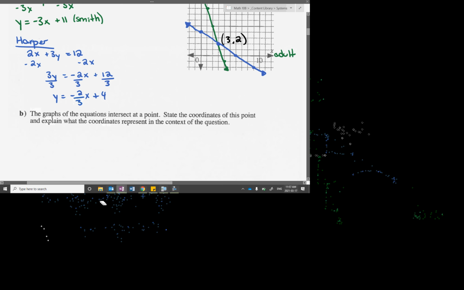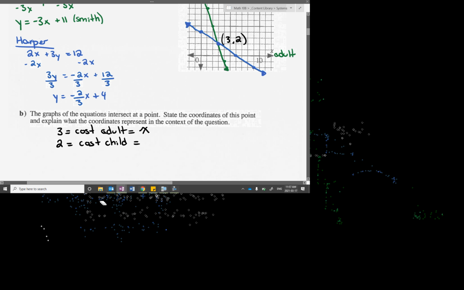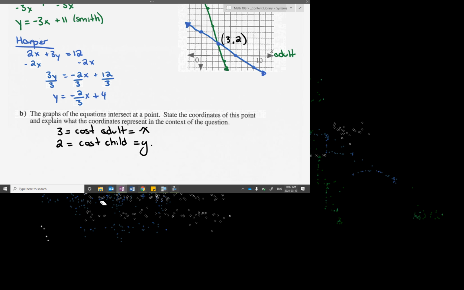So remember, the 3 represents, or our X represents, the cost of an adult ticket. So then the 2 represents the cost of a child ticket, or our Y. And so by using those two pieces of information, we found the exact dollar amount that I can plug an X and Y in to make the amounts work.